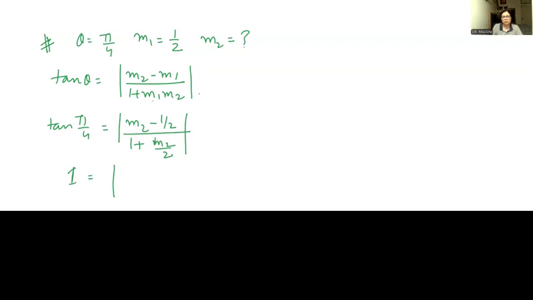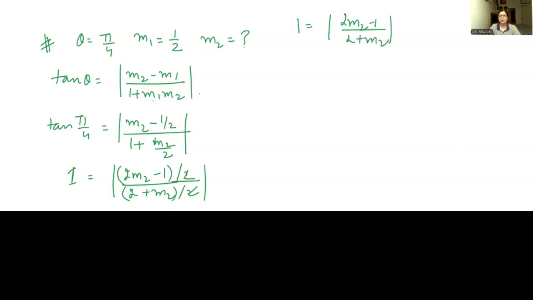Here we simplify. This is (2M2 minus 1) divided by 2, this whole thing divided by 2. Here we have (2 plus M2), this whole thing divided by 2. So this 2 got cut. We have 1 is equal to modulus of (2M2 minus 1) upon (2 plus M2). Now here you need to learn one simple technique to simplify this modulus.